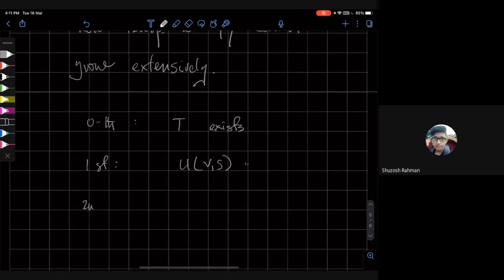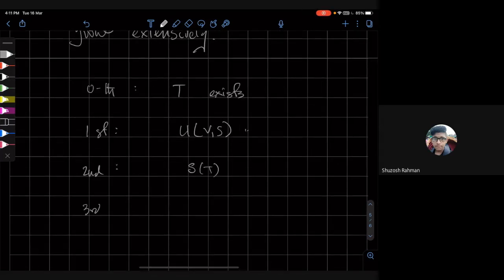And the second law meant that there was a state function called entropy, right? But the third law doesn't imply the existence of something like that. What the third law is telling us is that it's giving us what the scale of S is. So the third law has a very different character than the other laws.